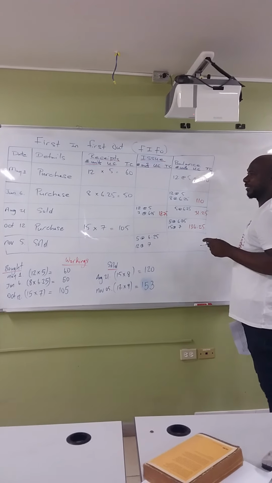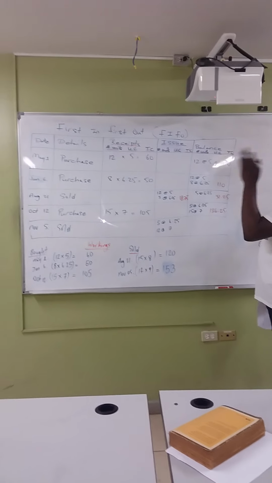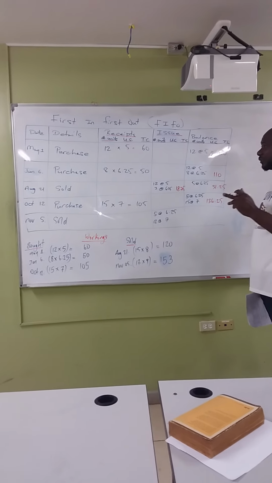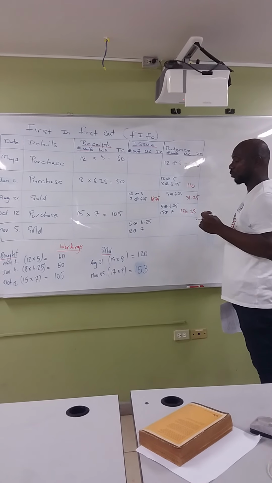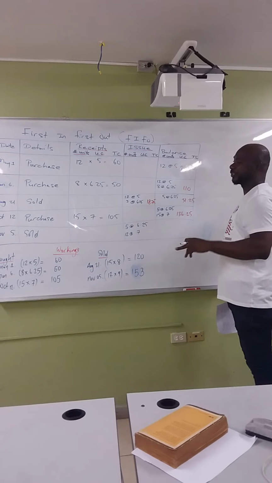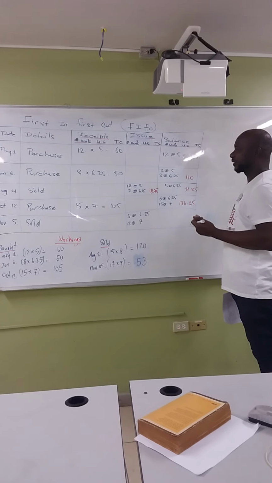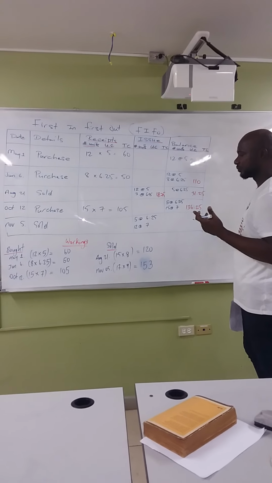What you need to bear in mind, guys, is that in building up your stock valuation, be it first in, first out, last in, first out, or average cost, stock is valued at cost price and cost price only. So when you're valuing your stock, you ignore the selling price, because stocks are valued at cost price and cost price only.